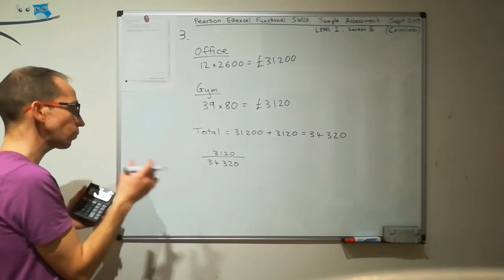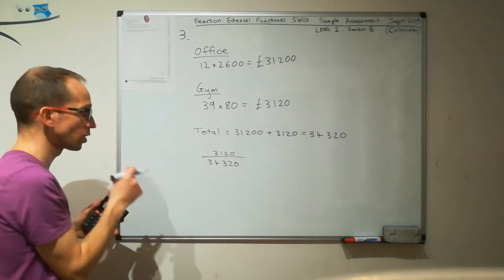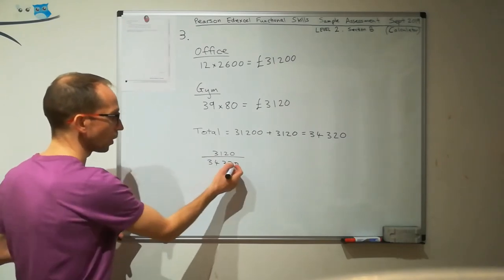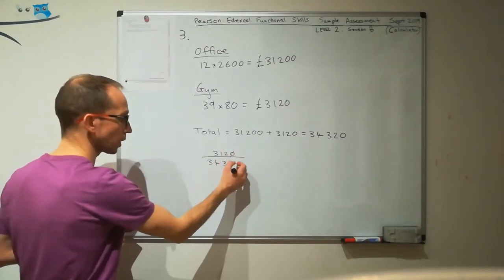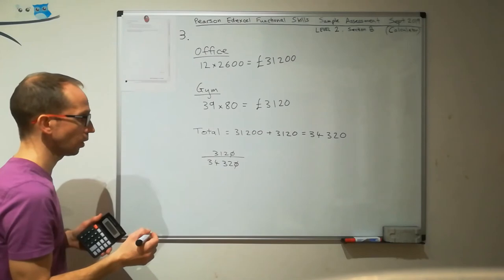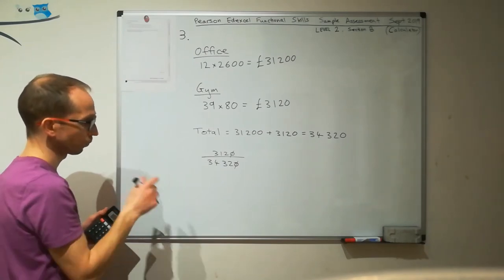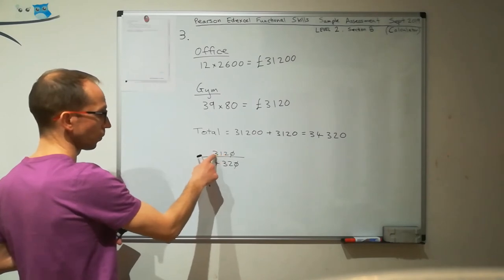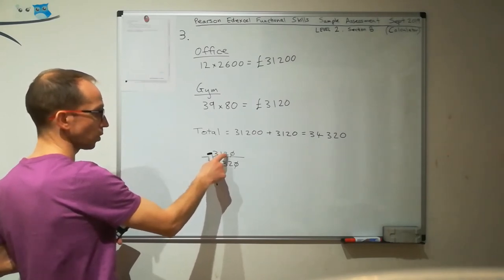So there are different ways you can try and see what numbers are going to go into both of these. We've got a zero at the end on both, so the first thing I'm going to do is cancel those. Now, this is a nice little trick. If you add up the digits here, 3 plus 1 plus 2, that gives you 6.